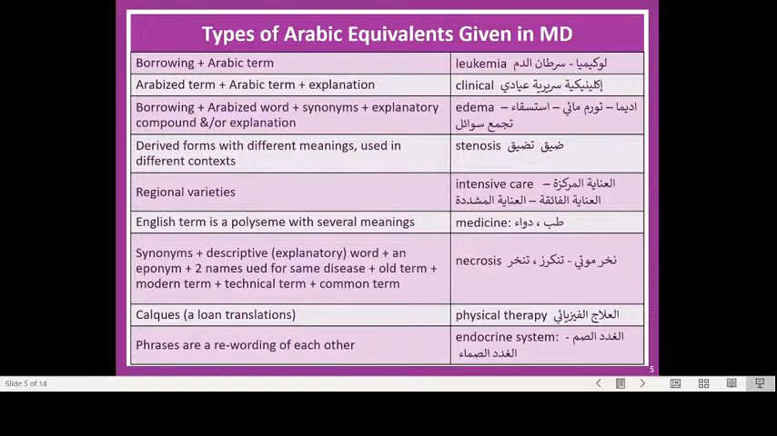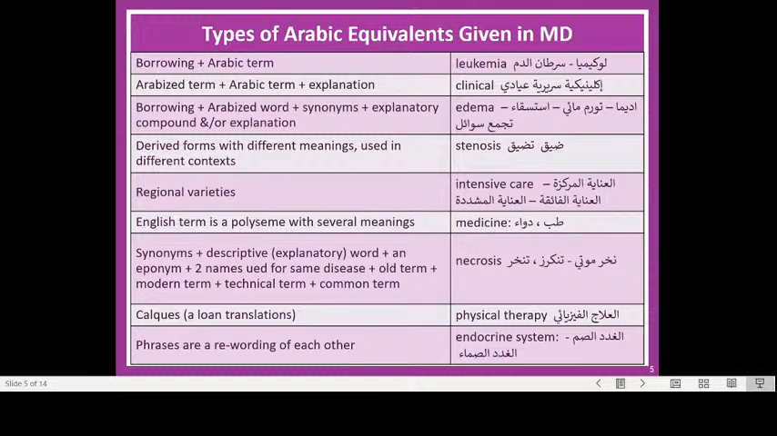The equivalents can be regional varieties, such as العناية المركزة, العناية الفائقة, العناية المشددة for intensive care. And these equivalents, each of them is used in a different country. So in Jordan, they use one term. In Syria, they use, for example, العناية المشددة. In Saudi Arabia, we say العناية المركزة.